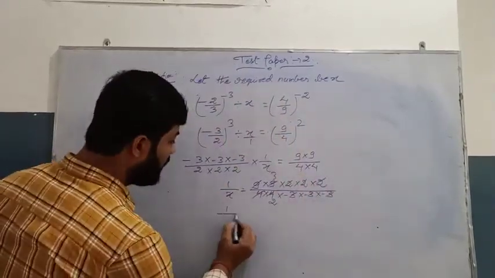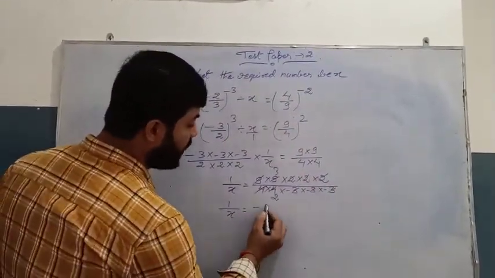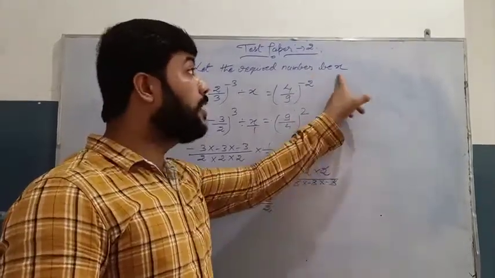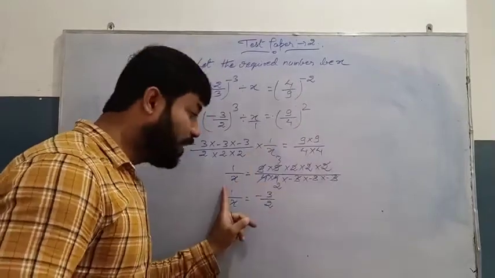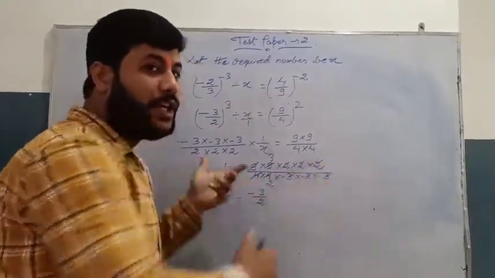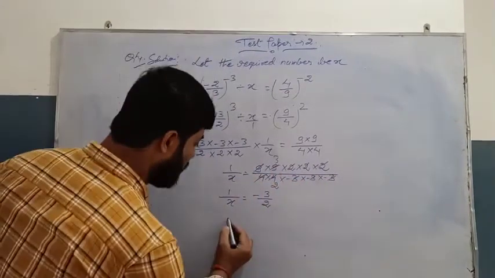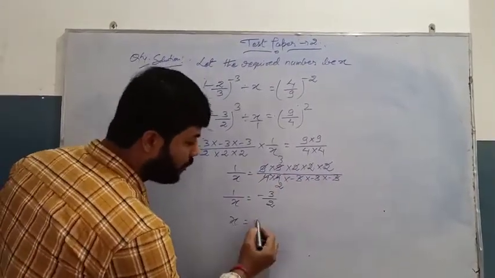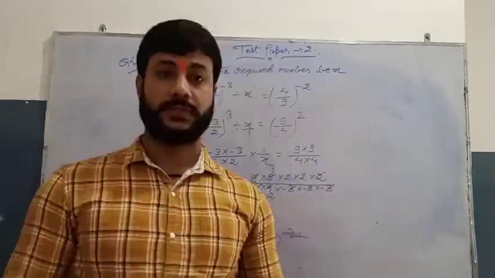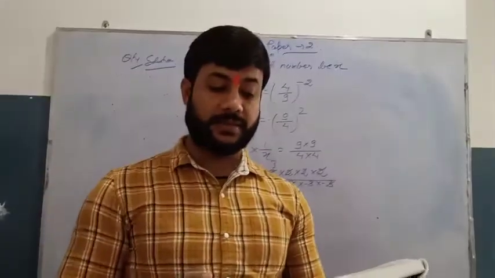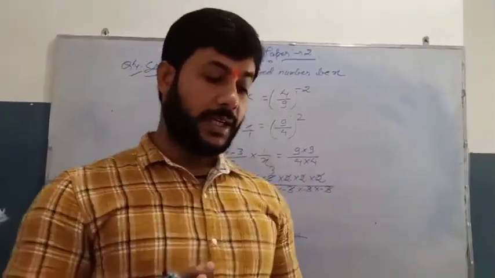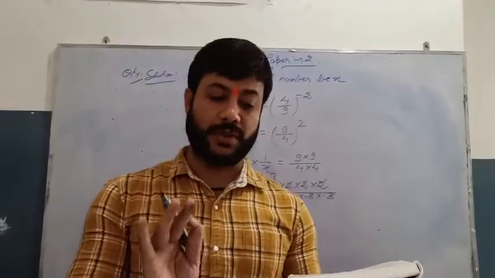So 1 by x is equal to minus 3 by 2, but we have to get the value of x. Now we are getting the value of 1 by x, so we will take its reciprocal on both sides to get the value of x. So x is equal to minus 2 by 3. That will be your answer. Okay, question number 5 is the same. Here we have divided, there you have to multiply. You will do it. Now question number 6, express each of the following in standard form.